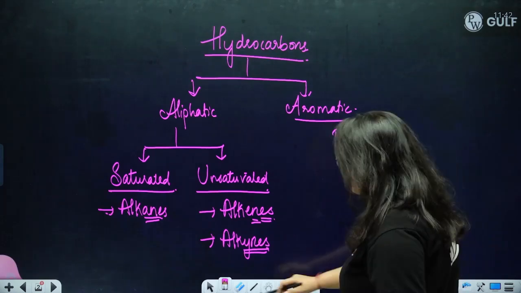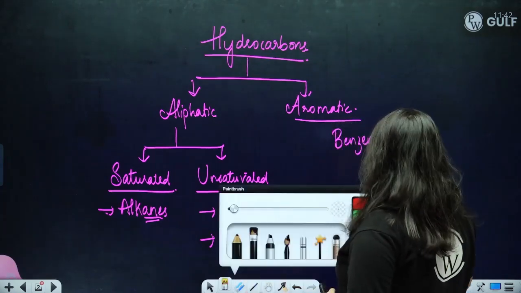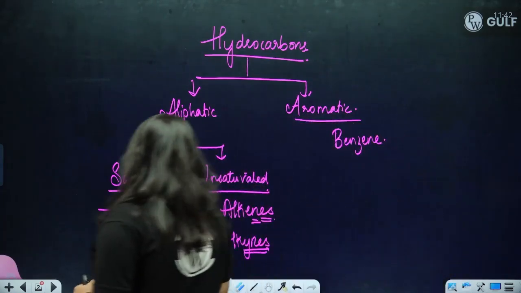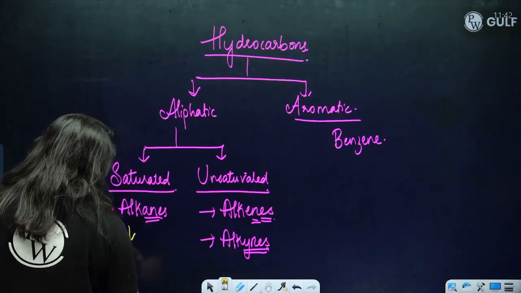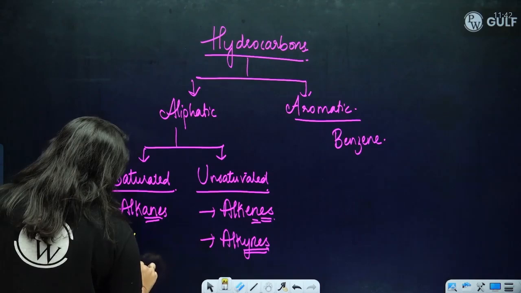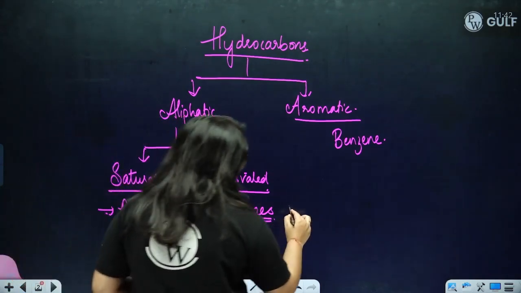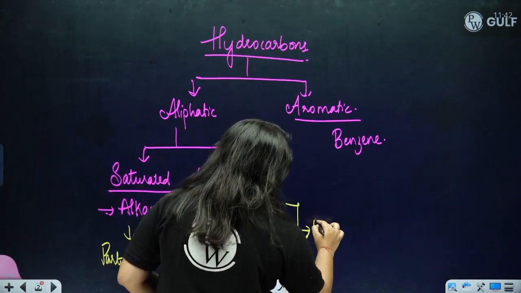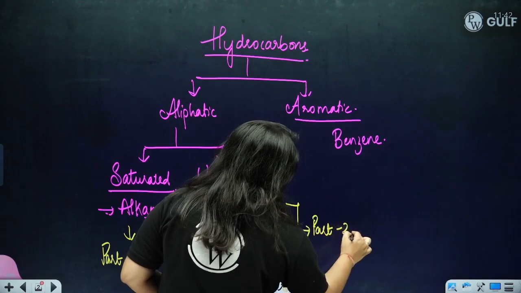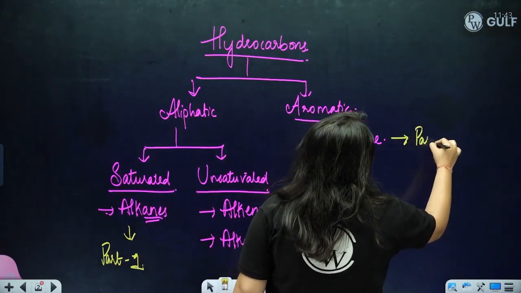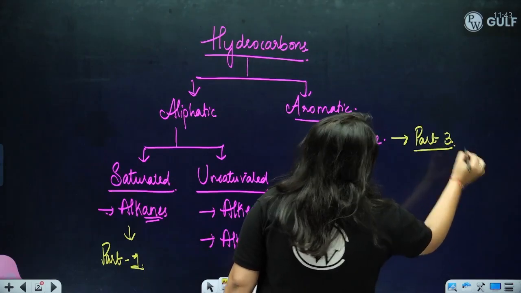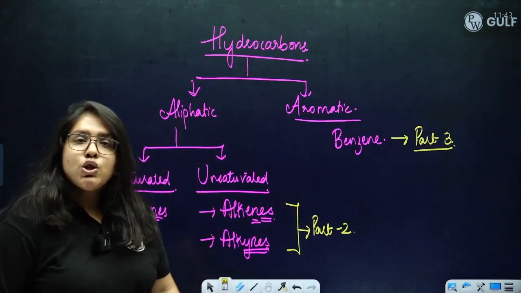Now, how are we going to learn about this? So, we will first try to understand alkanes in part 1. This is going to be part 1 of our lecture, which is the lecture that you guys are seeing today. Then part 2 is going to be with respect to alkenes and alkynes. And finally, benzene, where we will have part 3. So let's start off.